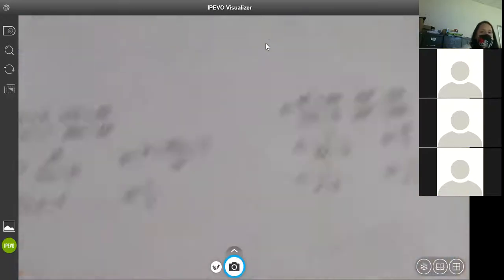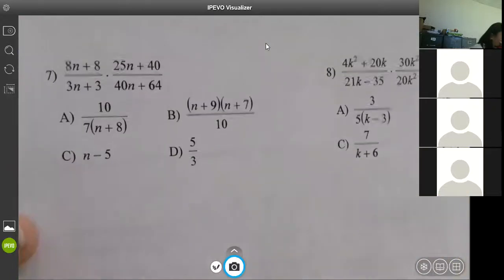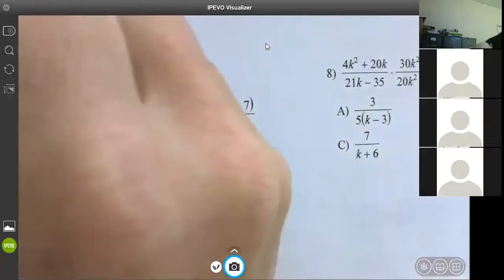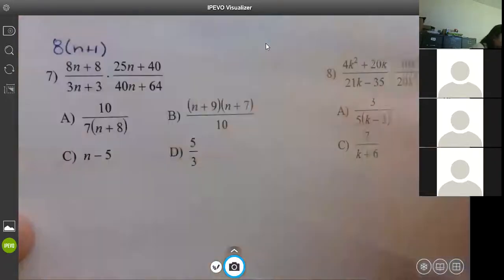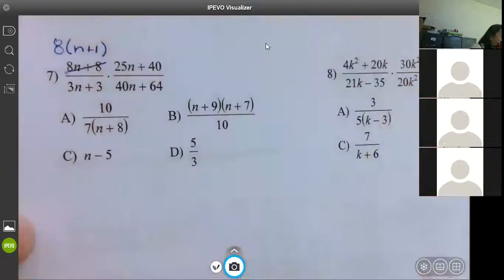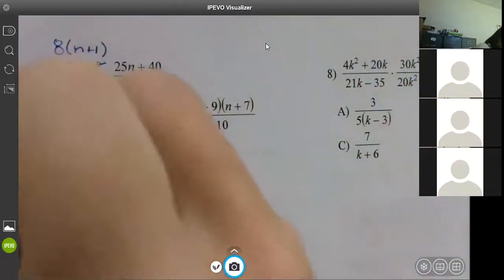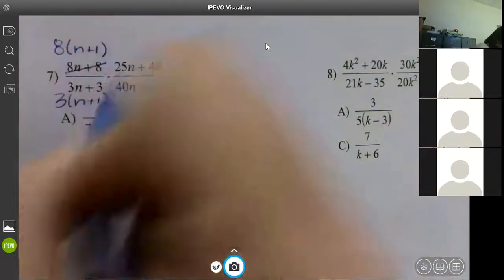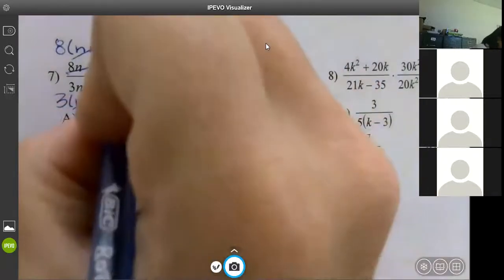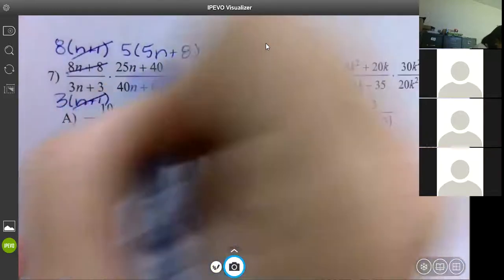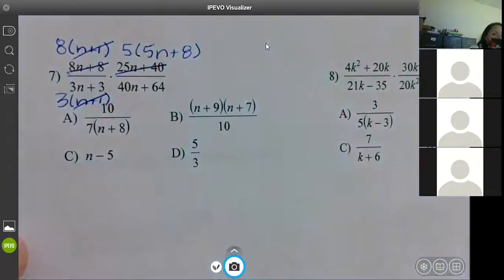All right, look at your next one. How do I solve it? And that one's done. On the bottom? If you already see it, you can mark it out. We don't need it. 25n plus 40? 5 leaves me with 5n plus 8. 40 plus 64?